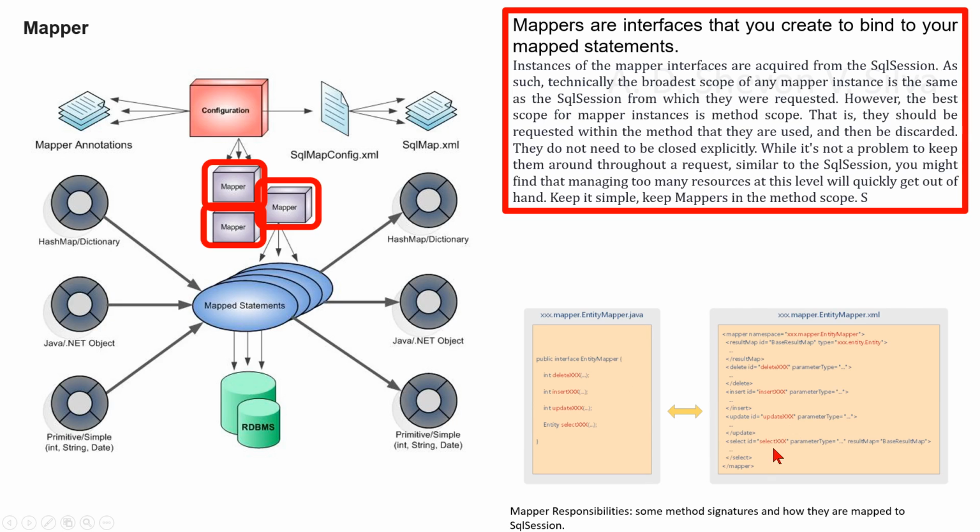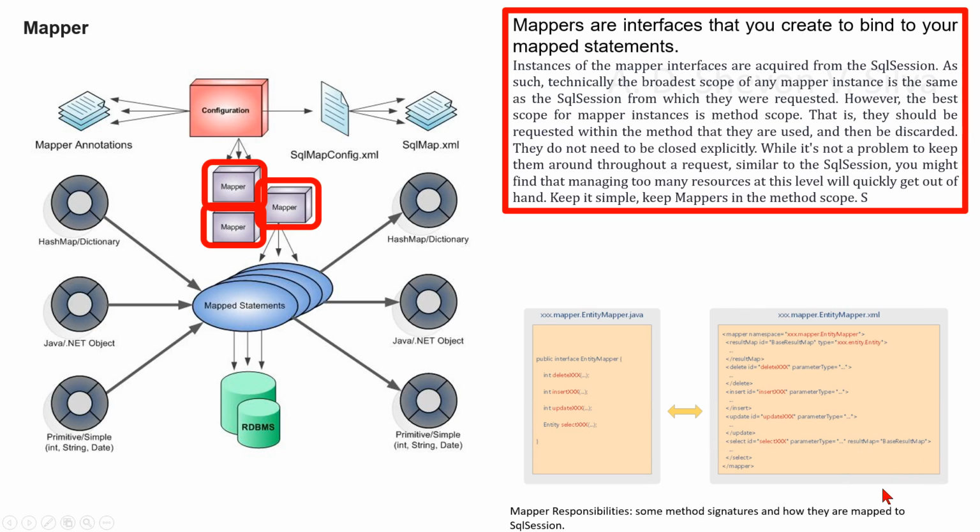And the parameter type value represents the input parameter type of the corresponding method, and the result map value corresponds to the return value type represented by the mapper interface, the element type of the return result set.